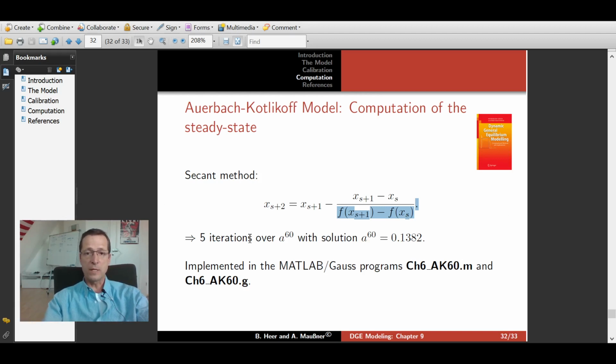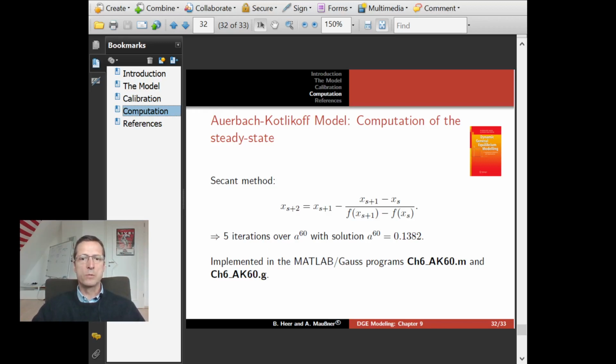We just need 5 iterations, and the solution of the optimal wealth at age 60 will be 0.1382. Now we will implement this both in Matlab code and Gauss code. In the Matlab program is chapter 6 ak60.m, and the Gauss program is chapter 6 ak60.g, which you can both download from my homepage, and we will turn to the computer code next and debug it together. So let's load the program chapter 6 ak60.m into our Matlab editor.